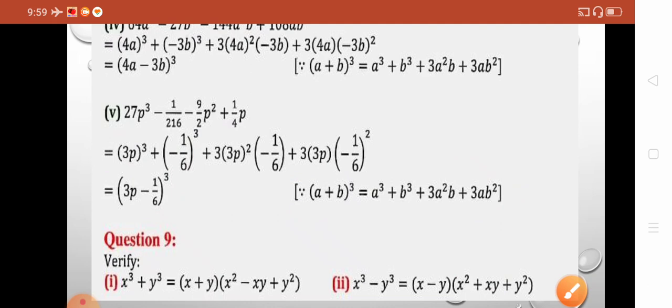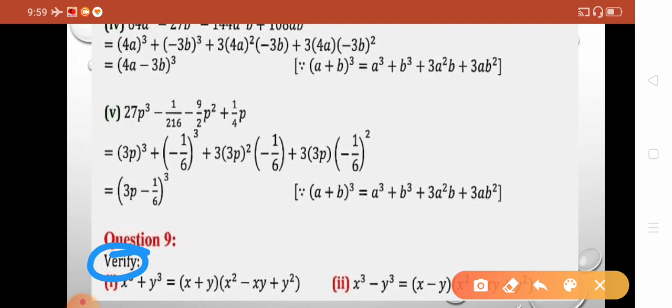Question number 9. Verify the following: x cube plus y cube is equal to (x plus y)(x square minus xy plus y square). What should you do whenever you have to verify? We can't change the value x cube plus y cube, here also x cube minus y cube. So what should we do?